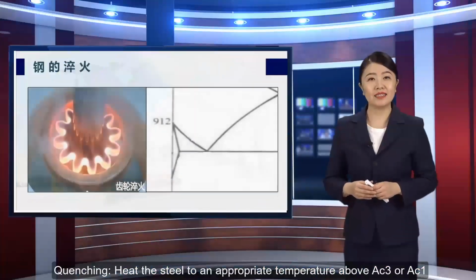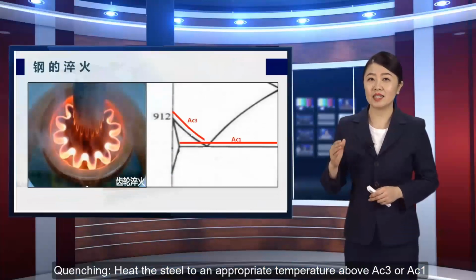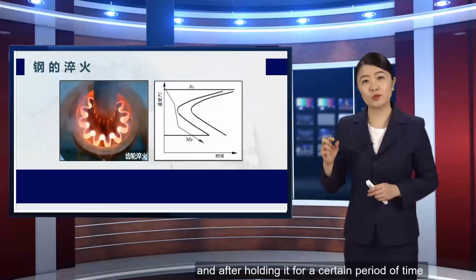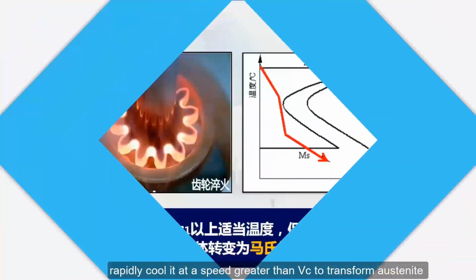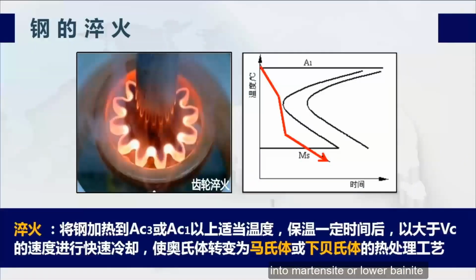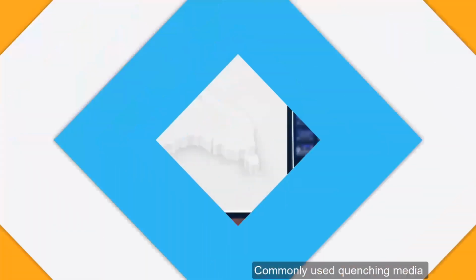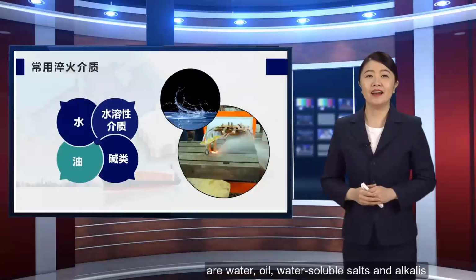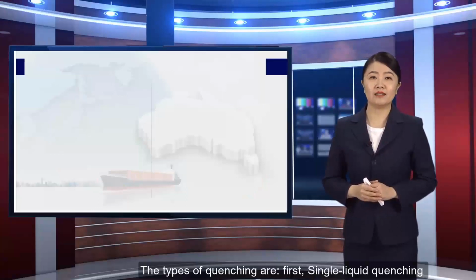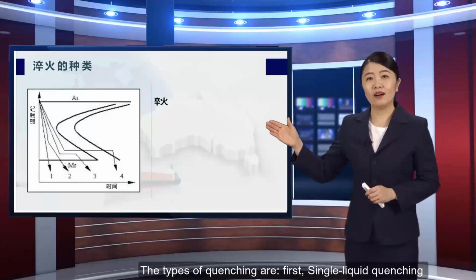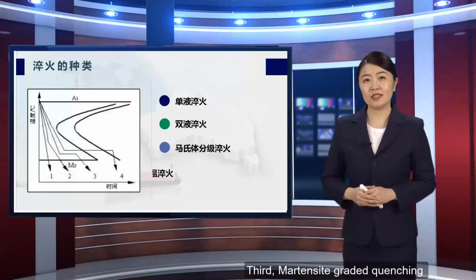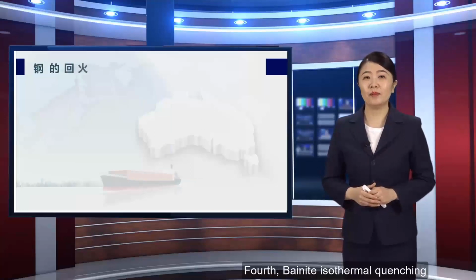Quenching. Heat the steel to an appropriate temperature above Ac3 or Ac1, and after holding it for a certain period of time, rapidly cool it at a speed greater than Vc to transform austenite into martensite or lower bainite. The heat treatment process is called quenching. Commonly used quenching media are water, oil, water-soluble salts, and alkalis. The types of quenching are: first, single liquid quenching; second, double liquid quenching; third, martensite graded quenching; fourth, bainite isothermal quenching.